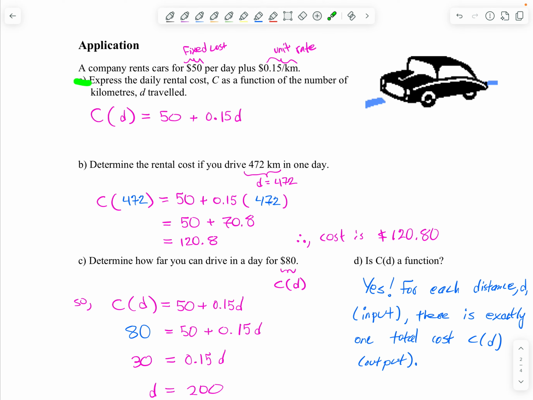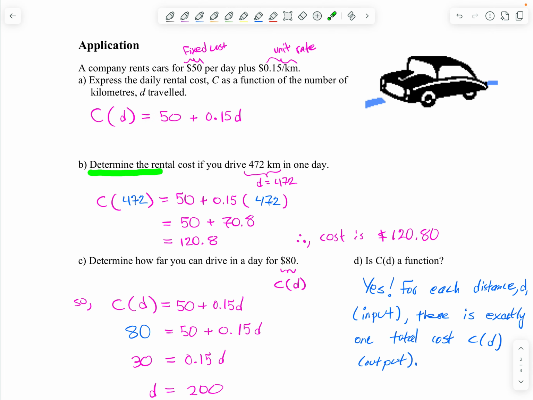So we want to express the daily rental cost C, so we're giving the name C for the function, as a function of the number of kilometers D traveled. So we're trying to figure out a cost function, cost as a function of distance, right? And we could say C of D is equal to the starting 50 plus 0.15D. Okay, so that's the cost function. For any distance, I can figure out the cost by using this rule. For any input, I can figure out the output.